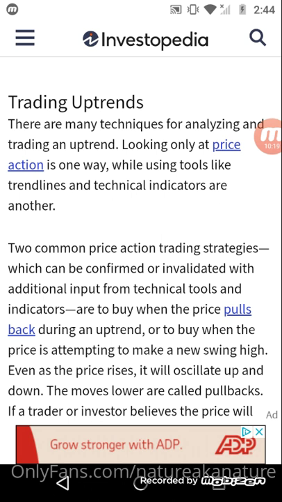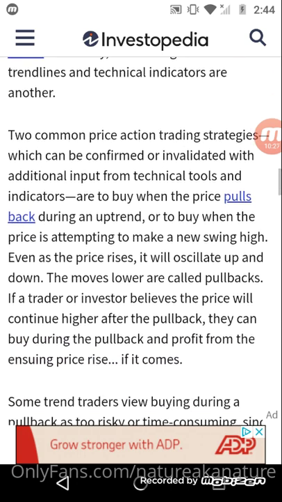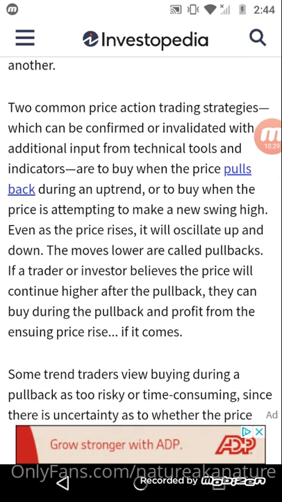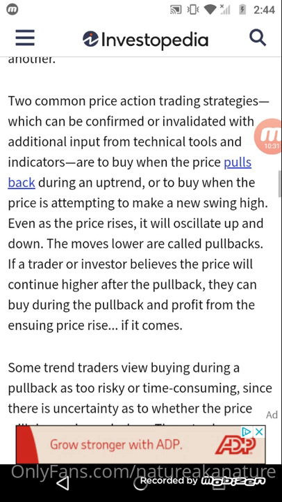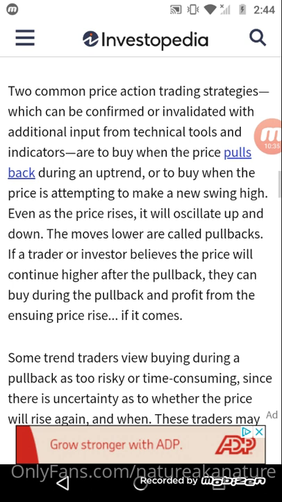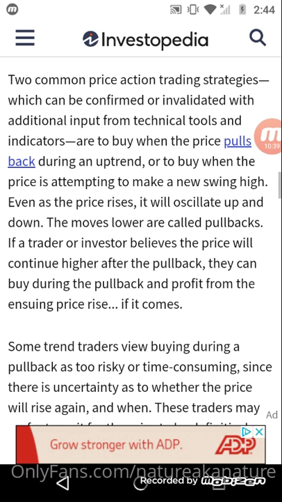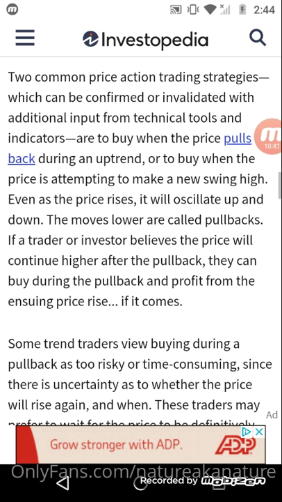Pullbacks during an uptrend. So price is always going to pull back. It's not going to just go up. It might go up for the first few days, then pull back the next few days, and then ultimately go back up toward the uptrend. So you have to understand these technical tools and how they work, so you can buy and place the right orders. When price is attempting to make a new swing high, even if the price rises, it will oscillate up and down.